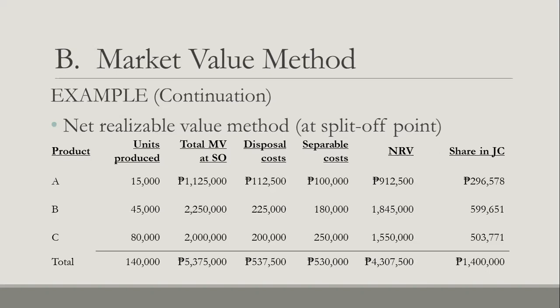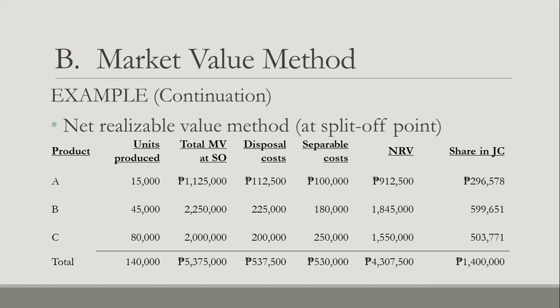Okay, so due to rounding off error, we will not get the exact amount here as shown in the slide, but at least you have an idea. So 21% times 1.4 million, you would get 296,578. Now do the same for product B and product C.